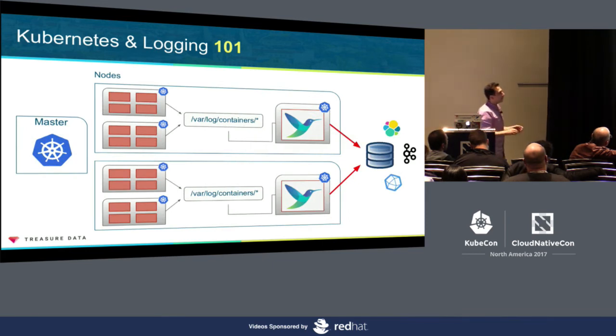Okay, so once we collect the whole information, we centralize the output in our database, or we can also send the data to multiple places. That is one of the flexibilities of Fluentd and Fluent Bit.